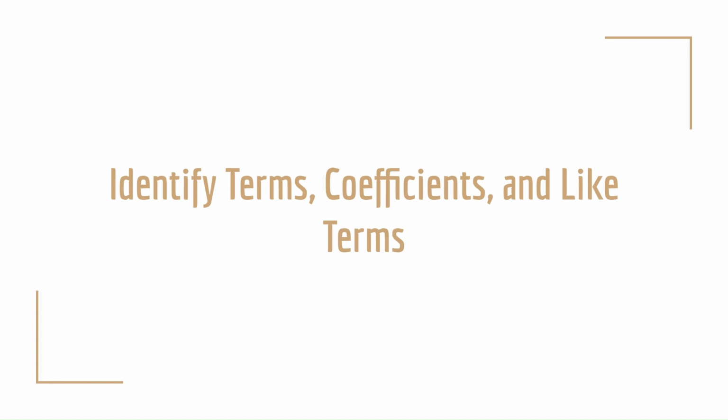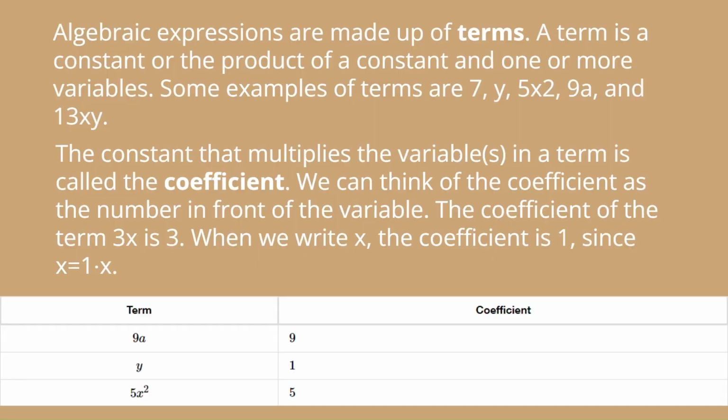Next, identify terms, coefficients, and like terms. Algebraic expressions are made out of terms. A term is a constant or the product of a constant and one or more variables. Some examples of terms are 7y, 5x to the power of 2, 9a, and 13xy. For this 5x2, it's actually 5x to the power of 2, but I typed it wrong.